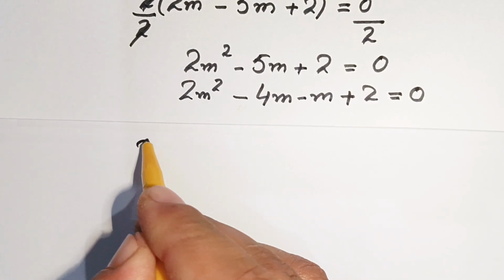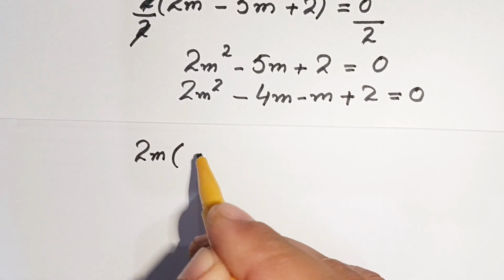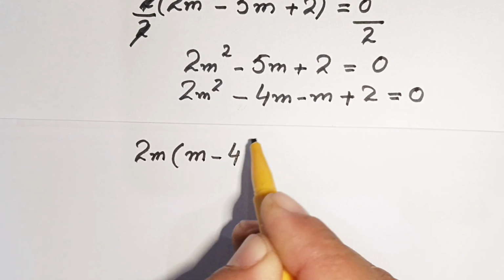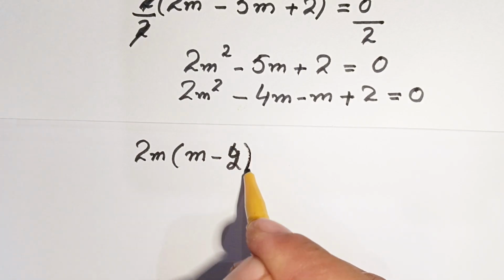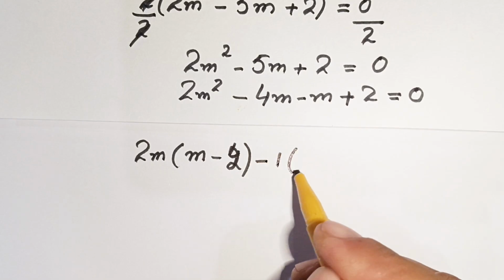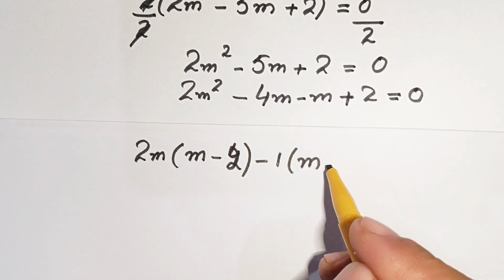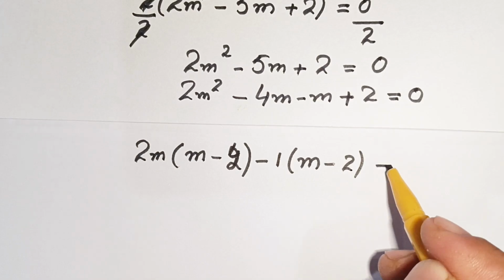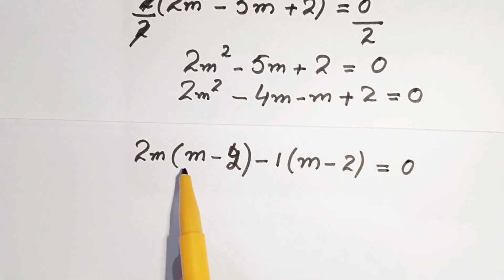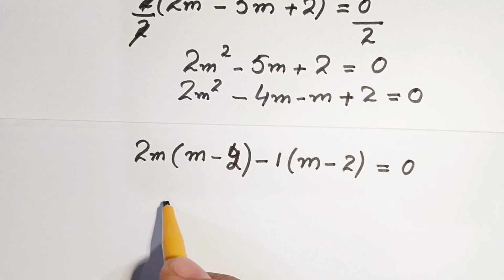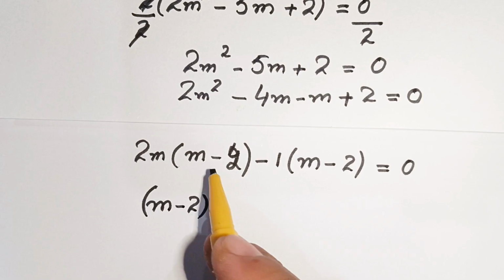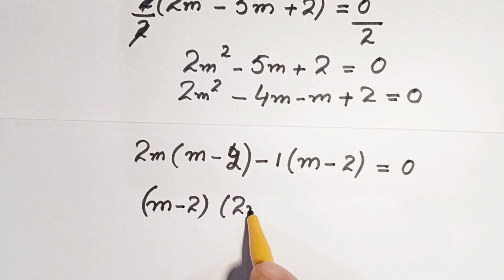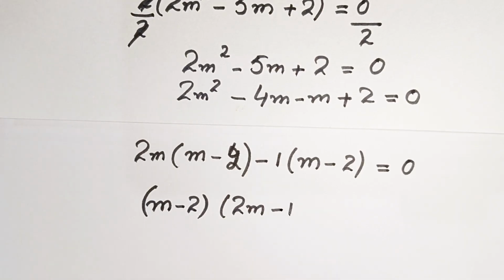Now our next step: if we take 2m common, then we get m minus 2, since 4m divided by 2m gives 2. Then minus 1 is taken common, we get m minus 2 is equal to 0. So here we have m minus 2 and it is also m minus 2, so it is a common factor. We just write m minus 2, and here we have 2m minus 1, so it is equal to 0.